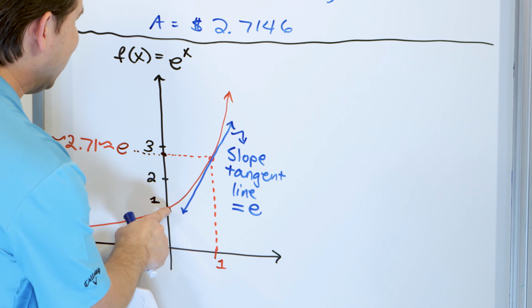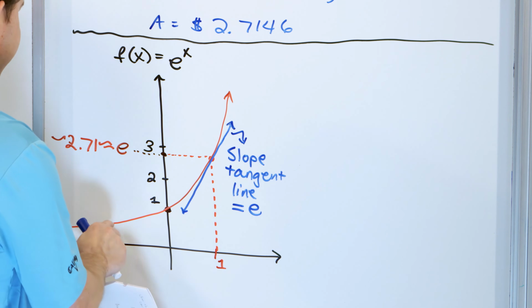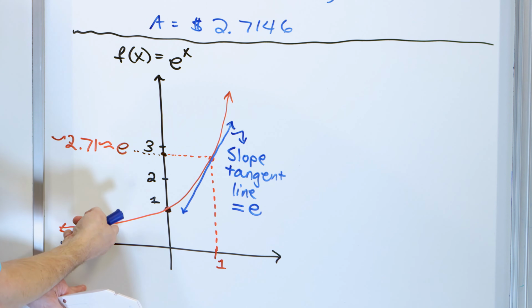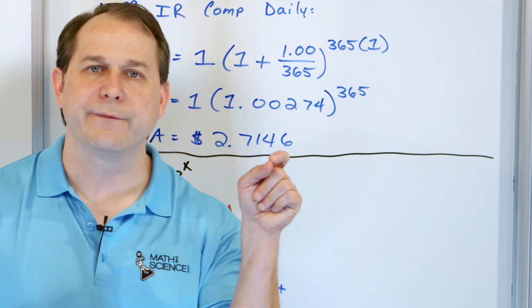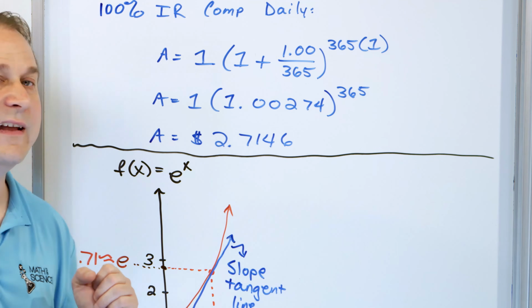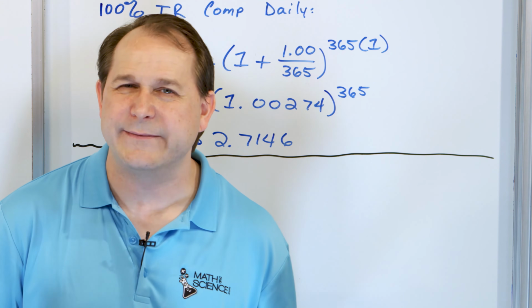What is the slope right here? The slope right here is 1. What is the slope right here? Well, it's whatever the value of the curve is down here. You can figure out the slope anywhere you want on this exponential function just by looking at the value of the function itself. It's the only function that really behaves that way.